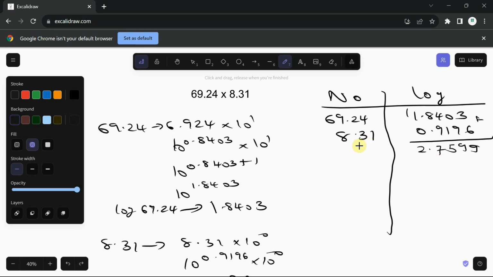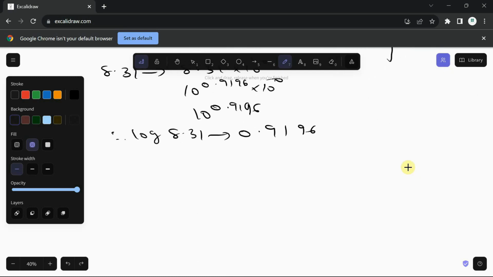To find the result, I have to convert this log back to a number. What will I use? I have to use the anti-log table. So we have 2.7599. Remember what we did in the previous video, how I showed how to find the anti-log of a value: you break it into component parts. So this is 10 raised to the power of 0.7599 times 10 raised to the power of 2. For this 10 raised to the power of 0.7599, we're going to use the anti-log table. So we'll go to 0.75 under 9 difference 9.